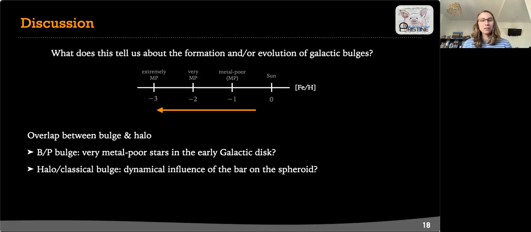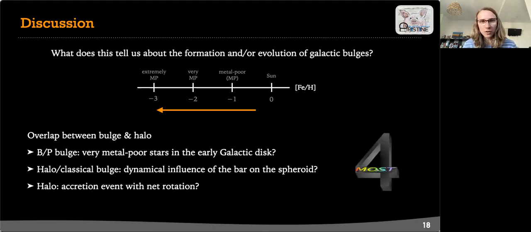And secondly, even if you just have a spheroidal component like a halo or a classical bulge, there can still be a dynamical influence of the bar on the spheroid that can make it rotate and give it the signature that we still see. But also, even if that's not the case, you can still have some net rotation, for example, with a certain accretion event that had a certain angular momentum. So these are all things that can influence the rotational signature, and we're still trying to figure out exactly what it means. And I think what's going to be very helpful for this in the future is more chemistry, more information on the chemical abundances of the stars.